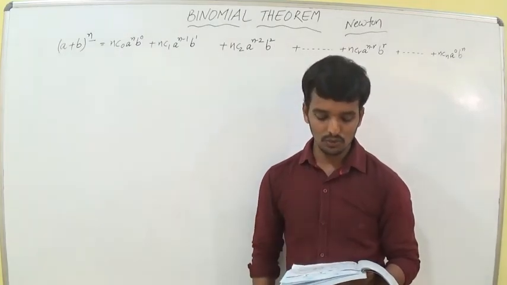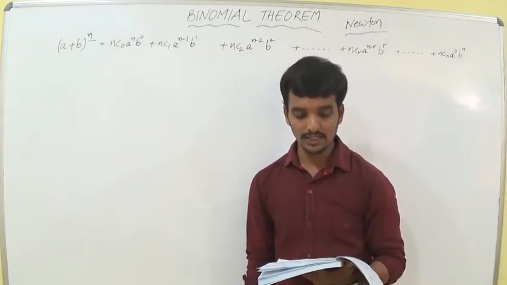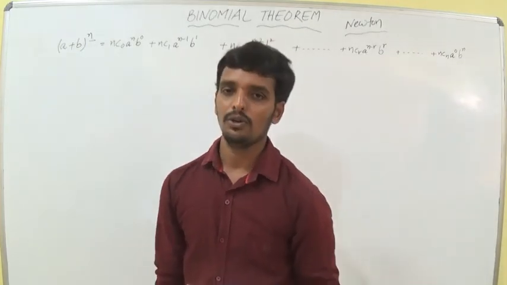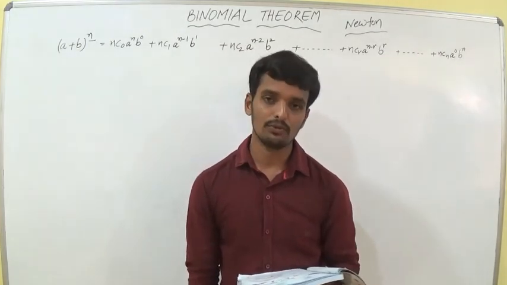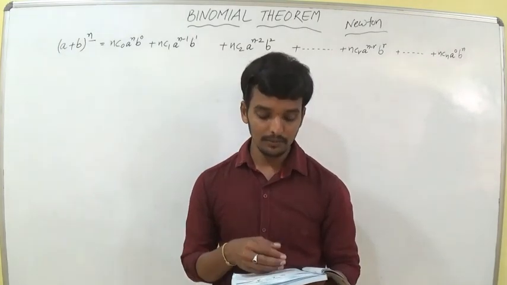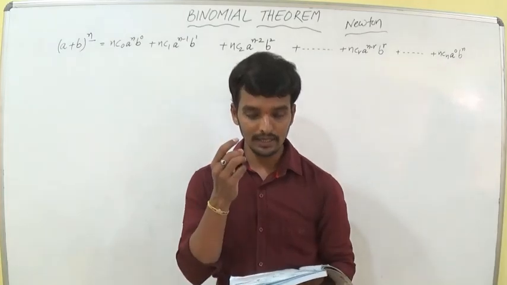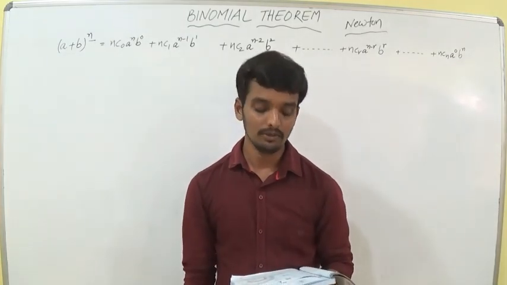That is 16x to the power of 4. You can write (2x) whole to the power of 4. 2 power 4 is 16, x power 4. The same way, do the remaining terms: substitute x equal to 2, and you will get the answer. Are you okay?